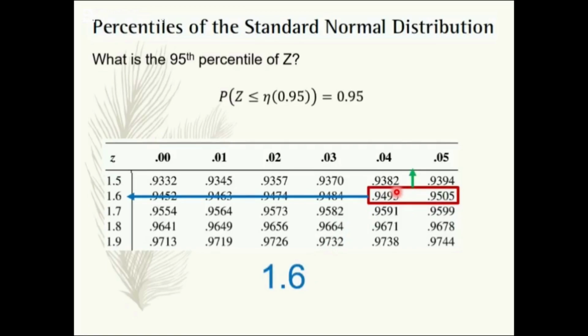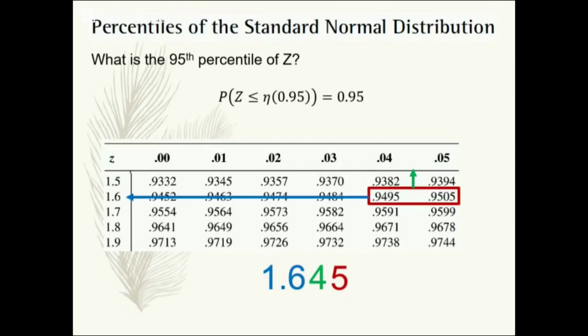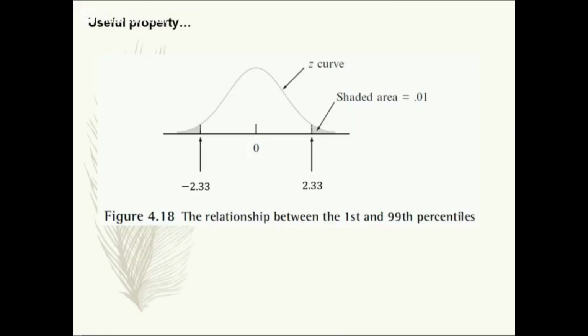This value lies directly between 1.64 and 1.65. So we're going to take the average, or what's exactly in the middle, which is 1.645. The 95th percentile of Z is therefore 1.645. So the probability that Z is less than or equal to 1.645 is approximately 0.95.